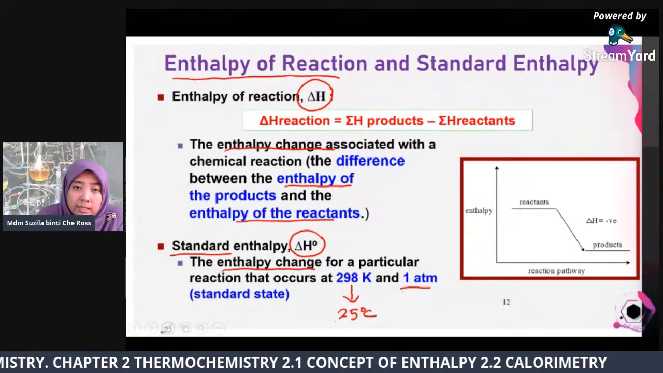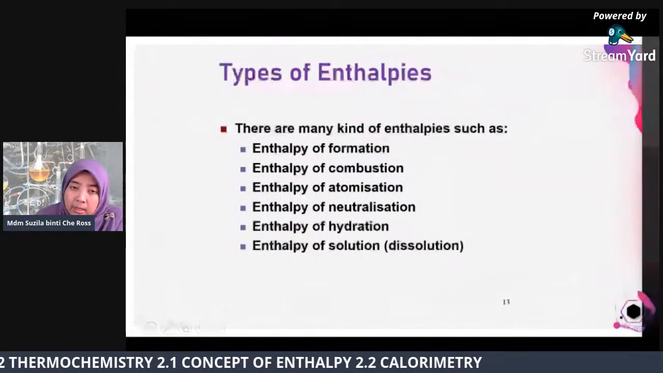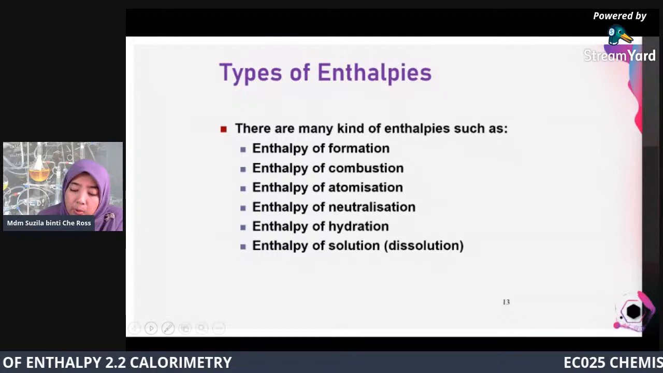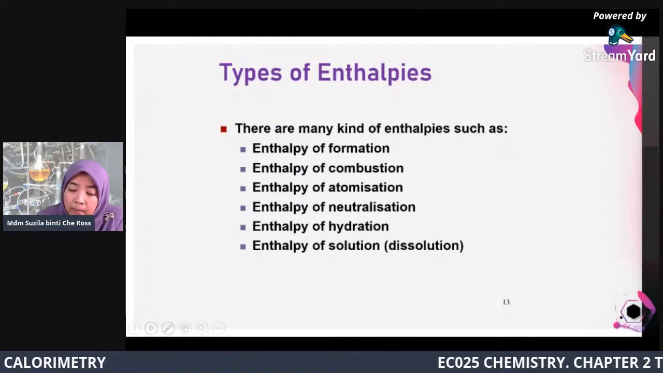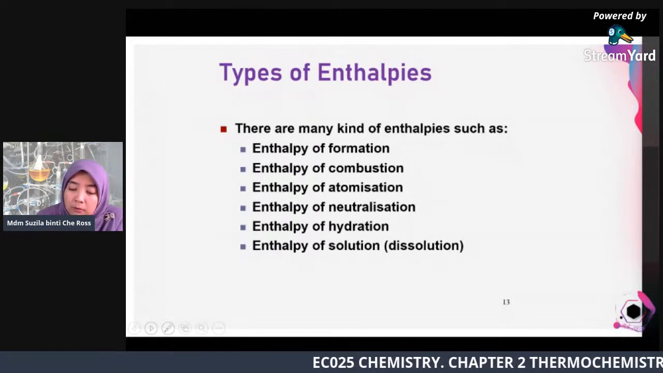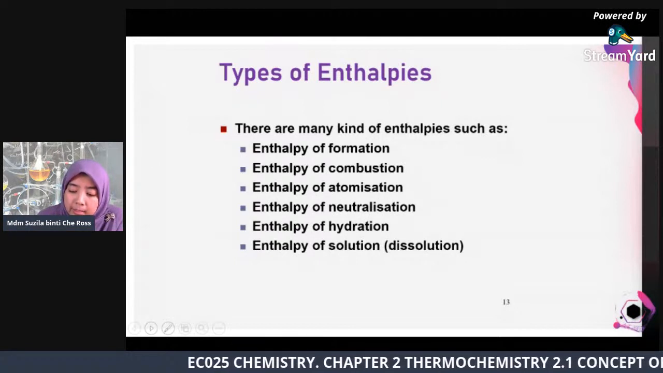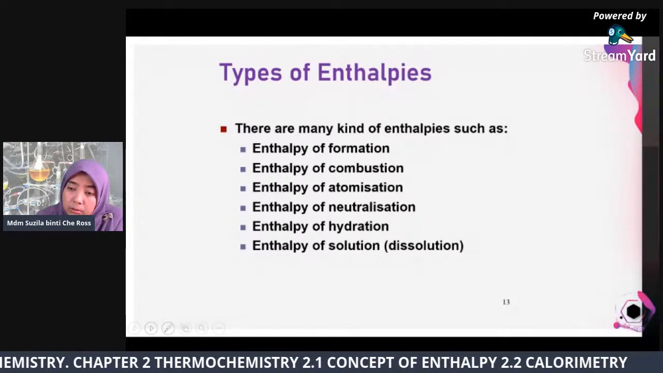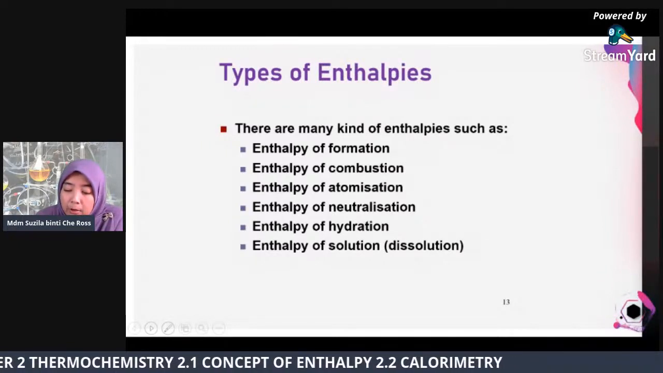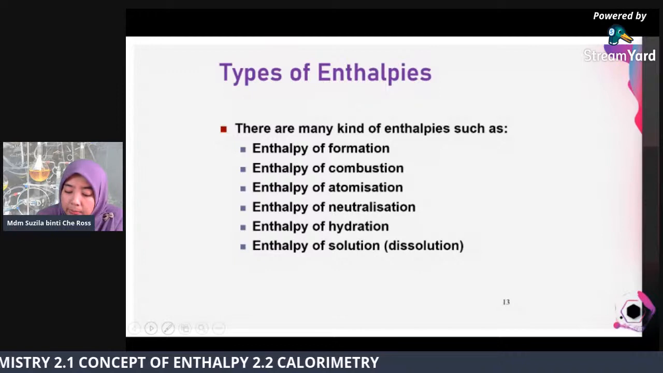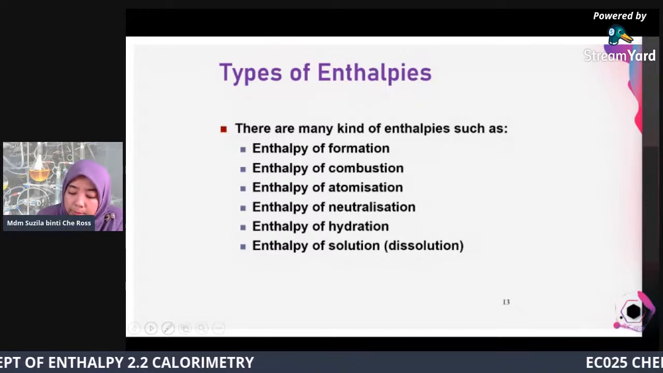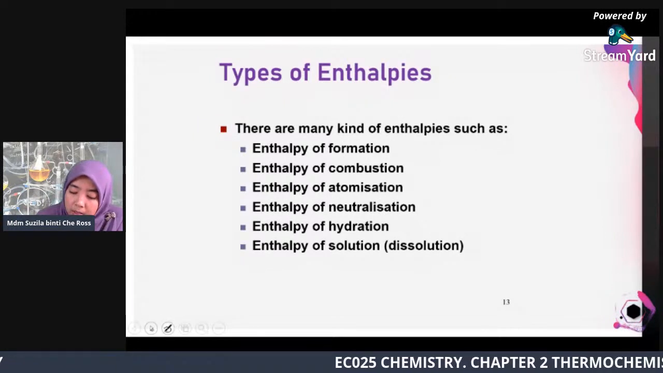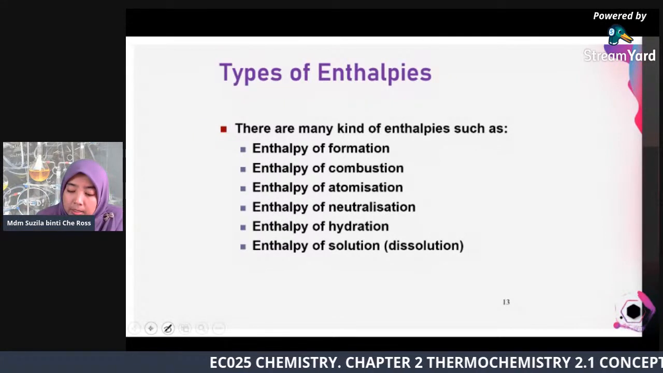Okay, this is the main part in 2.1. In 2.1, you must be familiar and know how to write the thermochemical equation for formation, combustion, atomization, neutralization, hydration and solution. So we will go through this type of enthalpy one by one, and then we learn the correct way how to write the thermochemical equation.